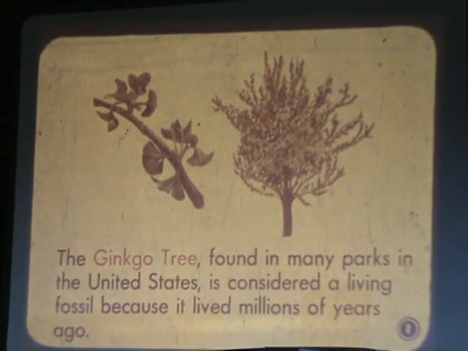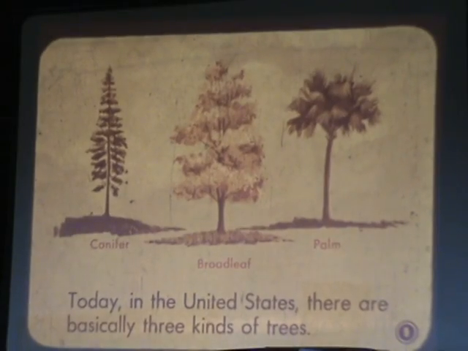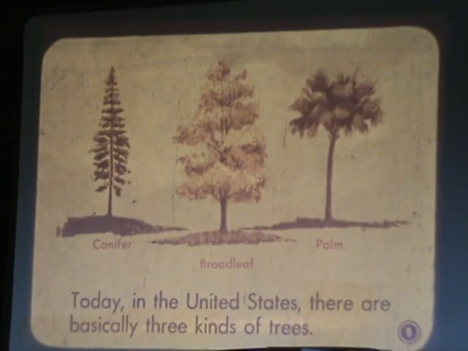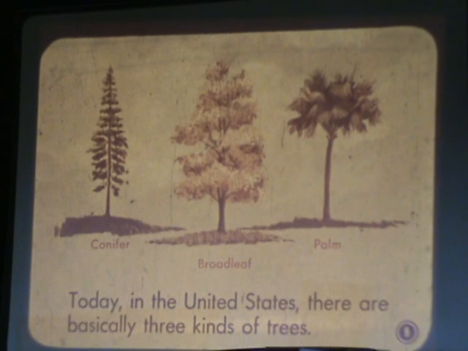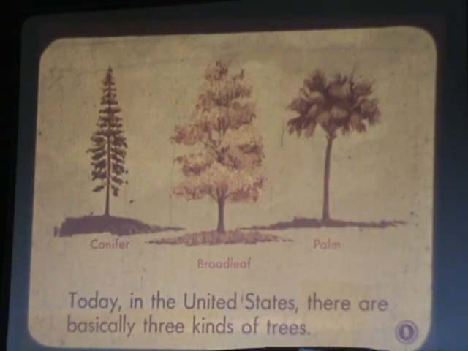The ginkgo tree, found in many parks in the United States, is considered a living fossil because it lived millions of years ago. Today, in the United States, there are basically 3 kinds of trees. On the left is a conifer, in the middle is a broadleaf, and on the right is a palm.